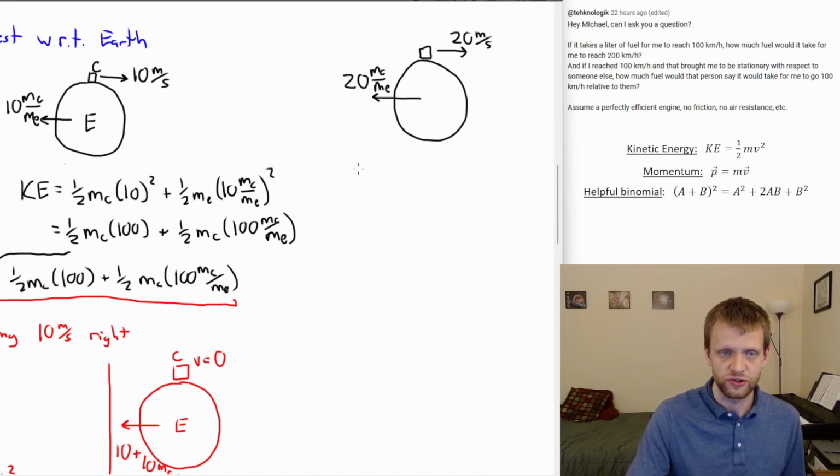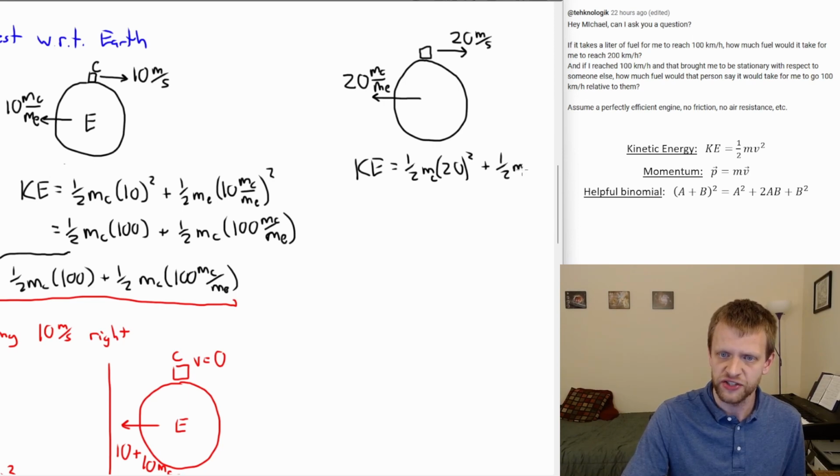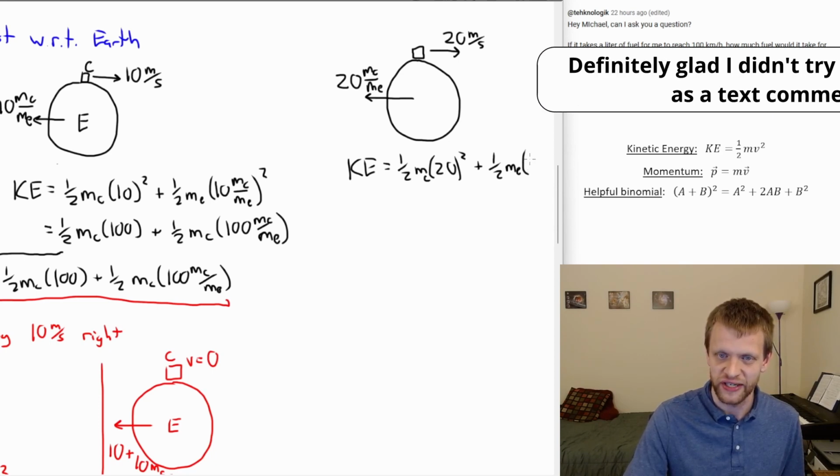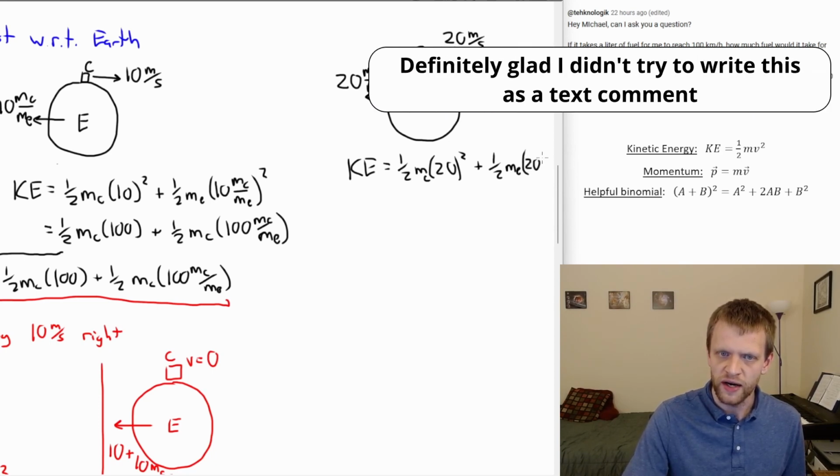And again, let's look at the kinetic energy. So the kinetic energy in this case is 1/2 the mass of the car times 20 squared, plus 1/2 the mass of the Earth times 20 mass of the car over the mass of the Earth, and we have to square that. Wish I had a little bit more space on here. My apologies if this is getting a little bit small.